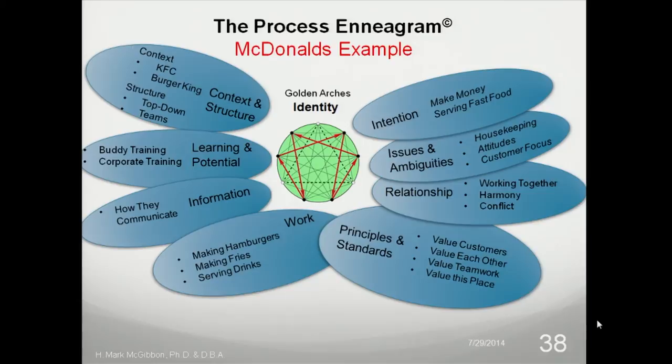And that's what each McDonald's is. If you go into McDonald's, and I'm sure you've done this if you've driven cross country, most of it is cookie cutter. It's all the same. But if you went around that circle of the process enneagram, there might be something lacking, such as information. Maybe there's no buddy training going on, so it affects the whole process enneagram circle. And that's a weakness. So again, we go back to that word organism: harmony, wholeness. Everything has to be intact in order to make it work.